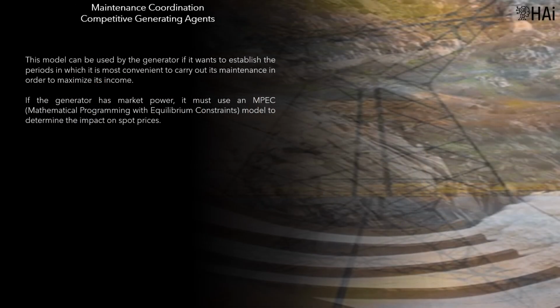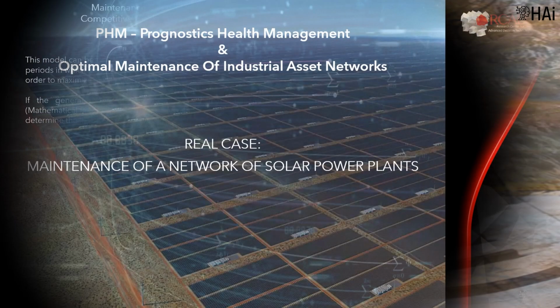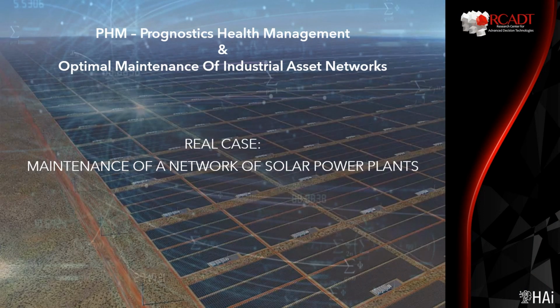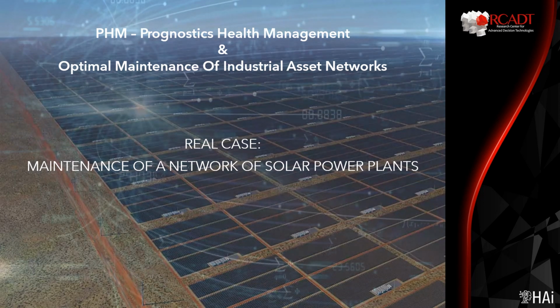Maintenance coordination of competitive generating agents. This model can be used by a generator with dominant power, price fixer, who wants to establish the periods in which it is most convenient to carry out its maintenance, in order to maximize its income by affecting the spot price. If the generator has market power, it should use a mathematical programming with equilibrium constraints, MPEC, model. Real case, maintenance of a network of solar power plants.